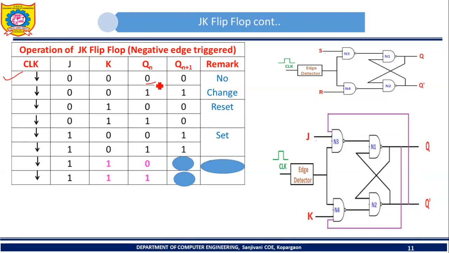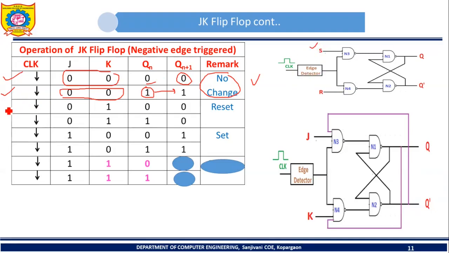Qn means present state and Qn plus 1 means next state. So if the present state is 0, then what will be the next state? The next state will be 0. Why? Because J and K are 0 0. Similarly, consider the next row. When a negative edge is detected on the clock pulse, J and K are 0 0 and the present state is 1. What will be the next state? The next state will be again 1. So when J and K are 0 0, there is no change in the state of the JK flip-flop. It will remain in the same state. This particular case of the JK flip-flop is similar to the SR flip-flop.